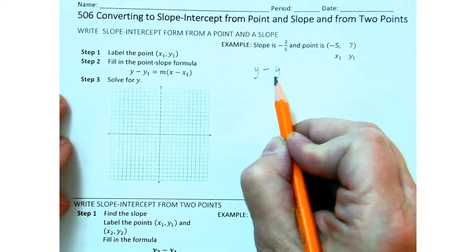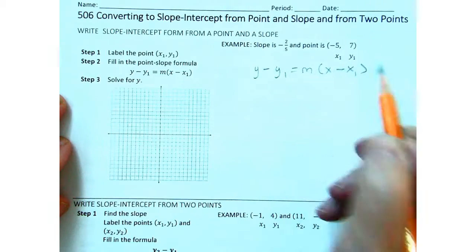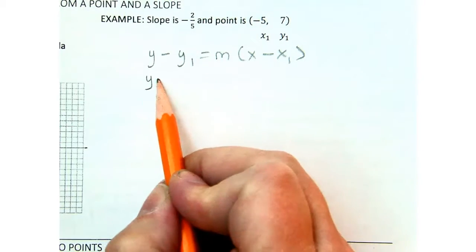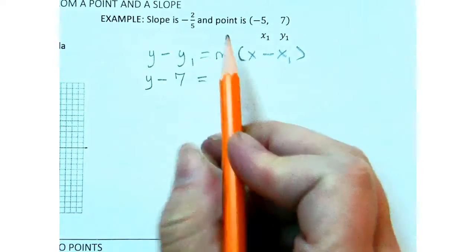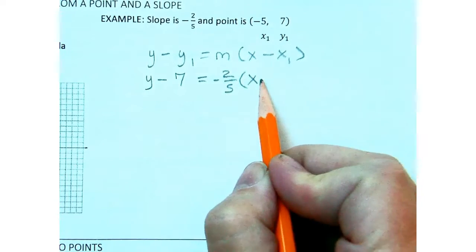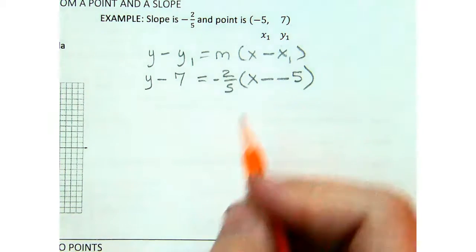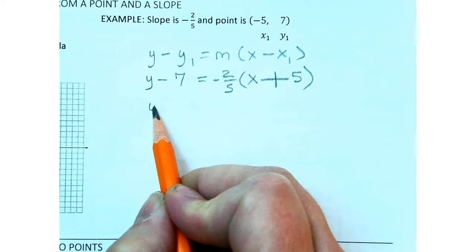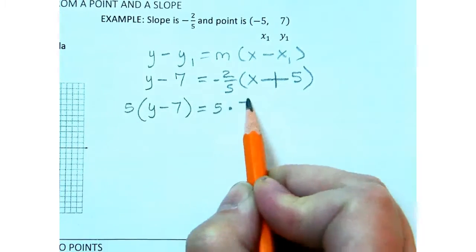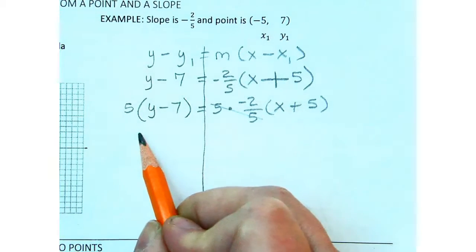Y minus y1 equals m times x minus x1. Now fill in the values from our example. Y minus 7 equals negative 2/5 times x minus negative 5. Before we go on, convert the double negative to a positive. Now multiply both sides of the equation by the denominator of the fraction, 5. This eliminates the denominator, thus making the rest of the work much simpler.